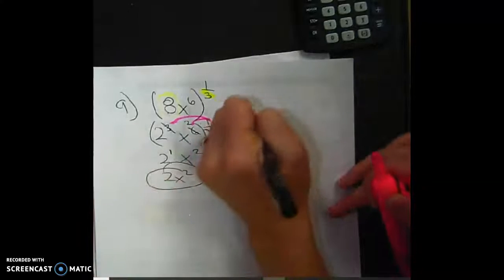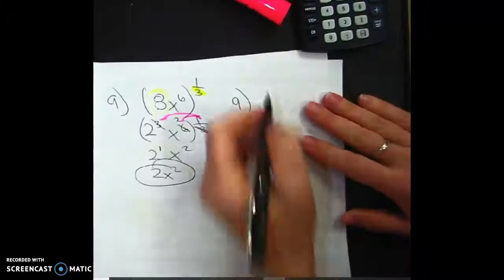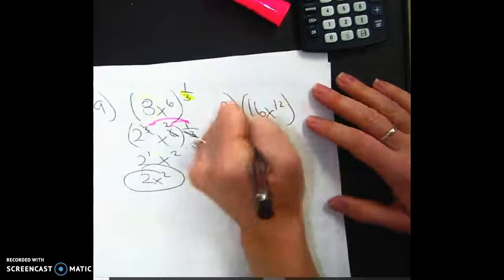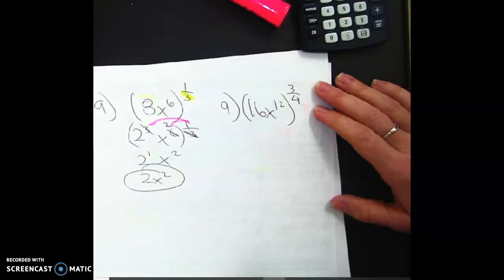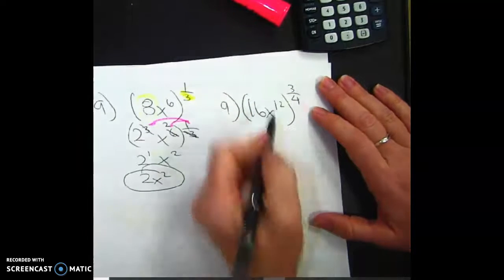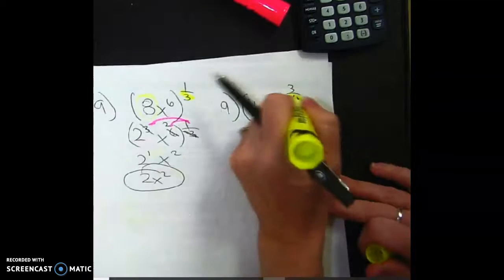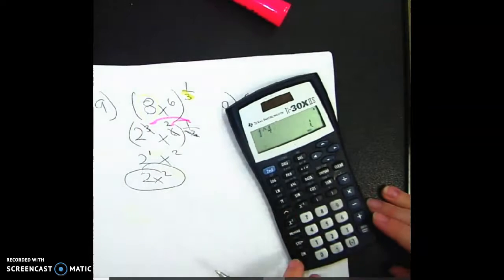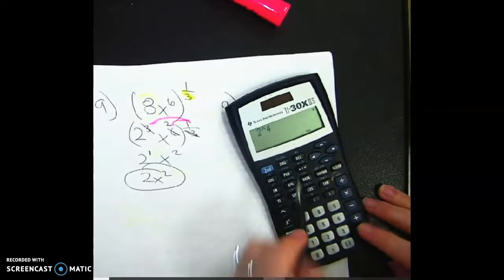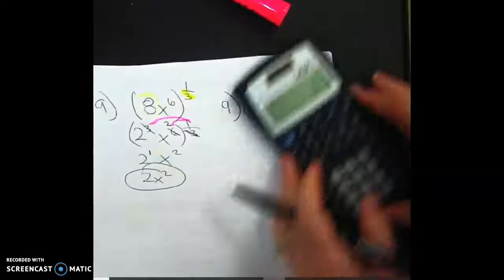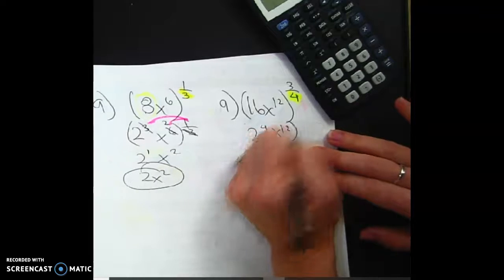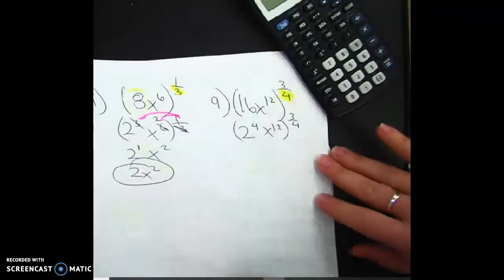Let me do another one so you can see it. So I'm going to do another number 9. Okay? Let's do 16x to the 12th, to the 3/4. Okay? What am I focused on? To the 4th. So I'm going to try 1 to the 4th. Nope. 2 to the 4th. It works. Is it always going to be 2? No, I'm picking bad examples. 2 to the 4th, x to the 12th, to the 3/4.